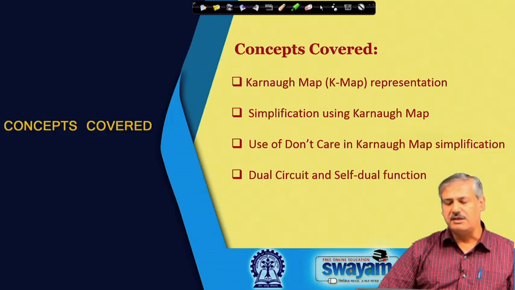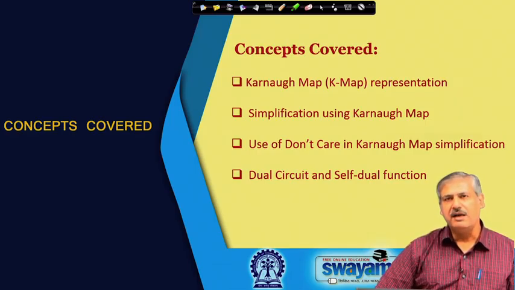First we shall look at how to represent a truth table in the form of a Karnaugh map, and then we shall also look at the use of don't care in Karnaugh map simplification, taking up one example, and then we shall look at dual circuit and self dual function.